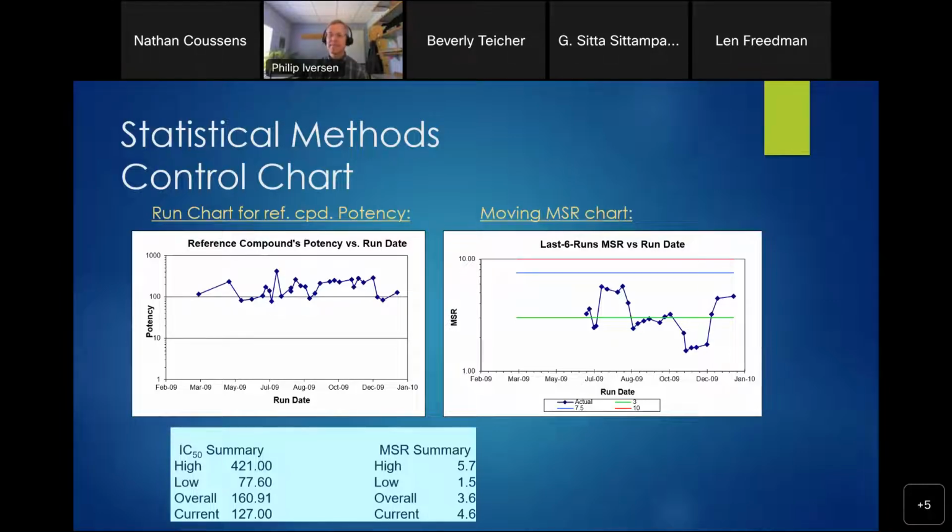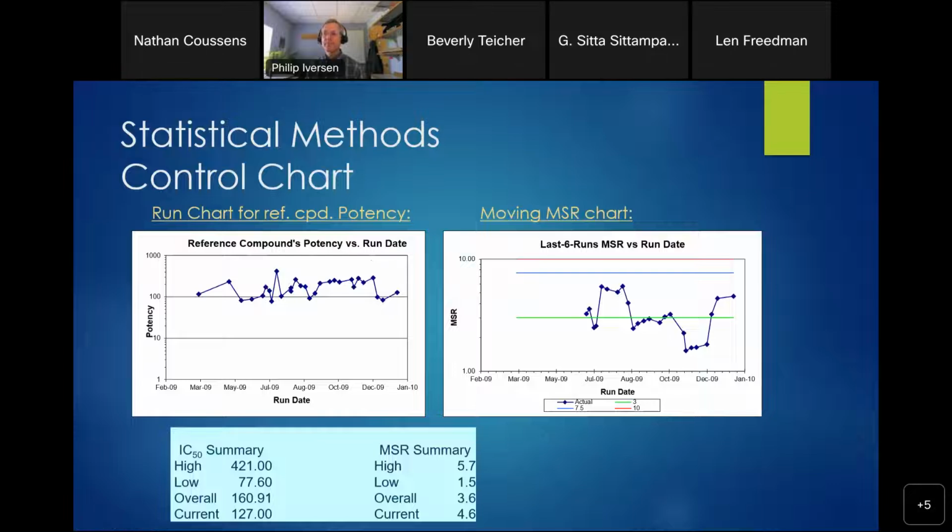Yes. My understanding is that at Lilly, this moving MSR concept actually allowed the assay biologists to understand things that weren't necessarily apparent from the MSR values themselves, right? Yes. Even just this run chart of the reference compound potencies goes a long way to helping you detect issues as they're beginning to occur.